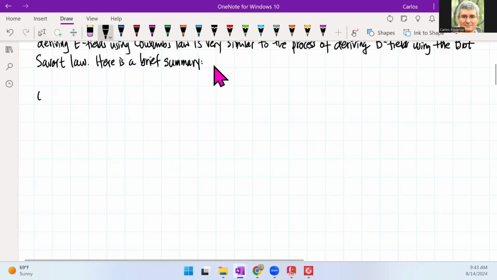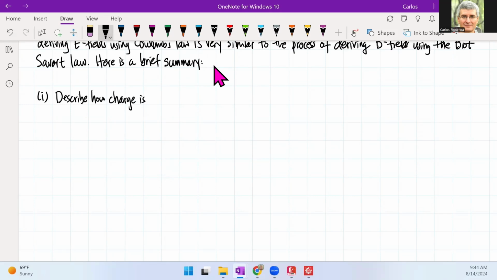So, one, we describe how charge is distributed by the charge element. So how is dq distributed? So typically it's a function of position.